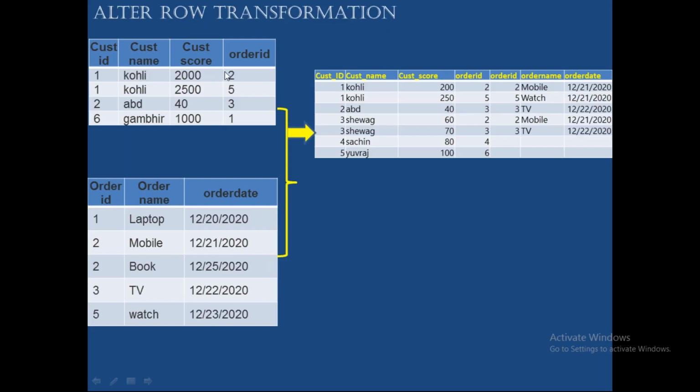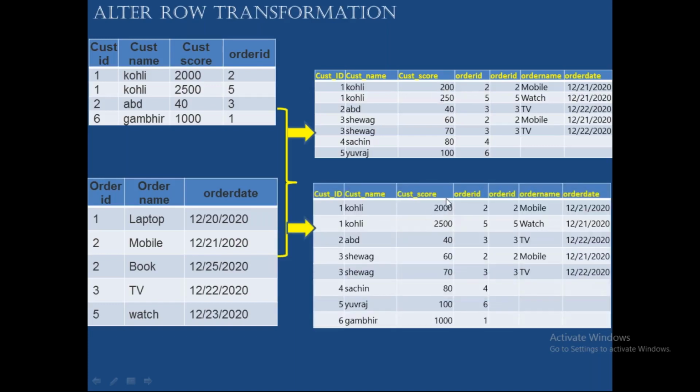So if these two are matching with your target table, Kohli, wherever it is there, it is currently 200. So that value I want to update to 2000. Okay, so next Kohli 5, it is matching, so I want to update to 2500. Next, if you look at the other record, that is 6 Gambhir, that is not available in our target, so I'm going to insert a completely new record.